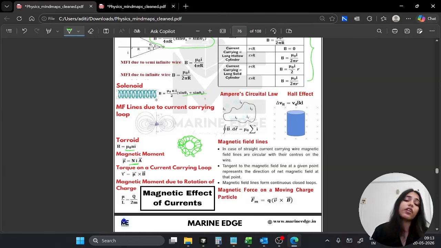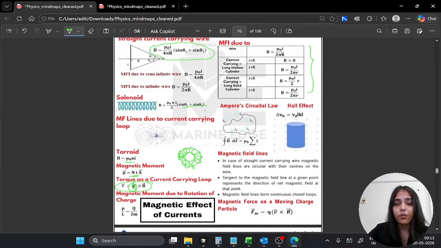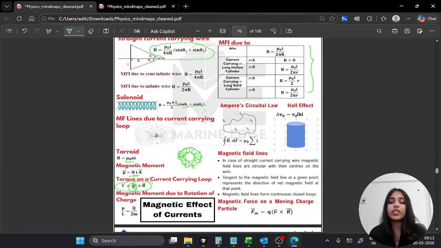Okay. Now, if we have a current carrying loop, the torque due to a current carrying loop is mu cross B, where mu is the dipole moment. Then magnetic moment due to rotation of charge. If charge is rotating, the magnetic moment is Q upon 2m. Now, next we have the Ampere circuital law. What does that state? If we do the line integration across a closed surface, to calculate the magnetic field around it, the line integral of it is equal to mu naught times whatever amount of current is enclosed by the surface.